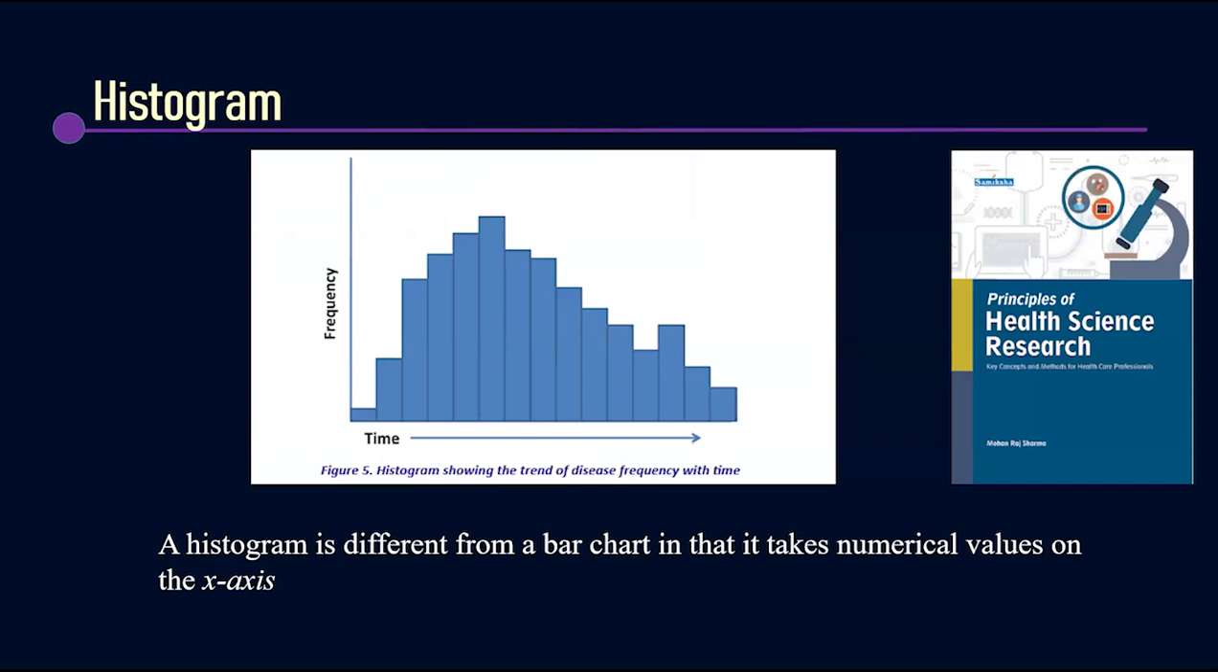Let's talk about the histogram. A histogram is different from a bar chart in that it takes numerical values on the x-axis. If there is continuous data, then the numerical value goes there. This is typically done to depict the occurrence of disease over time. If there has been an outbreak of dengue fever, then you want to depict over 1 month every day how many cases of dengue fever are detected. Same thing was done while we had a COVID-19 pandemic back in 2021.